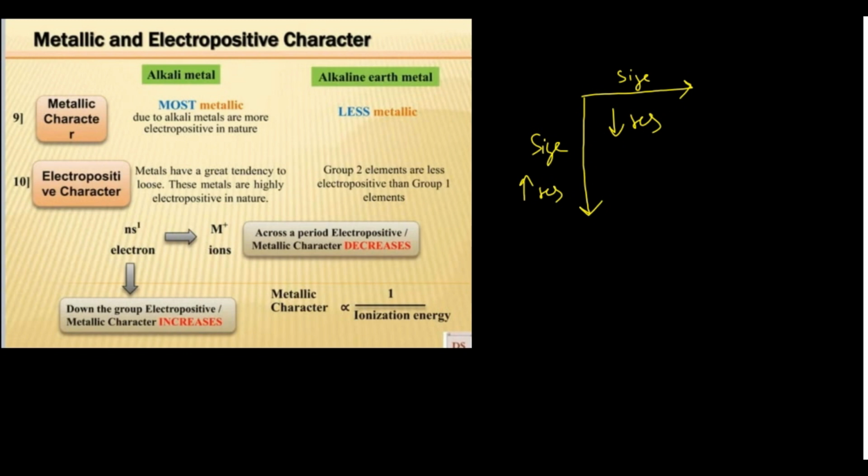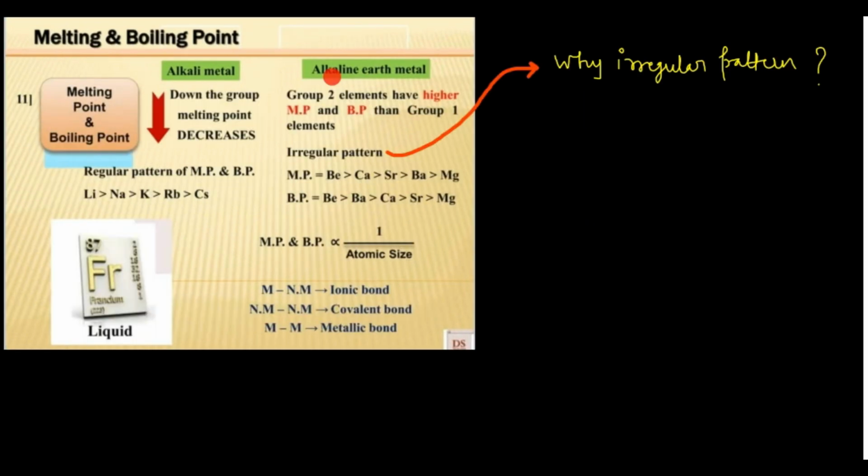Now moving to the next slide, which says melting and boiling point. These alkaline earth metals have 2 electrons. Please remember, they have 2 electrons, which means their metallic bonding is strong. When their metallic bonding is strong, they should have a higher melting point, and of course a higher boiling point also, when compared to the group 1 metals. This is very, very important.